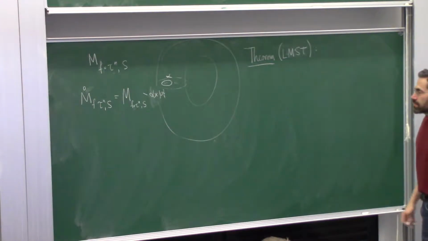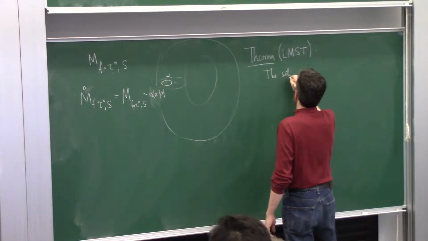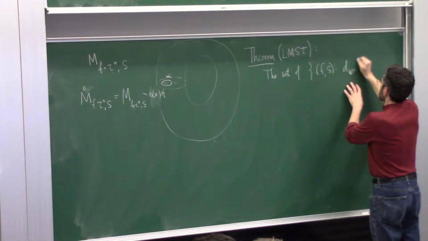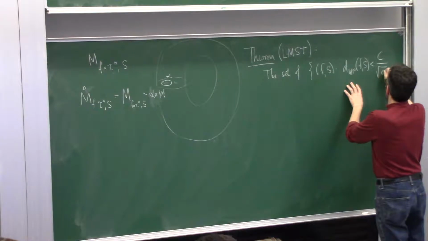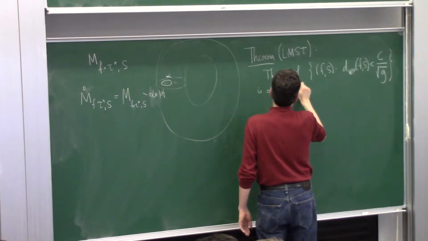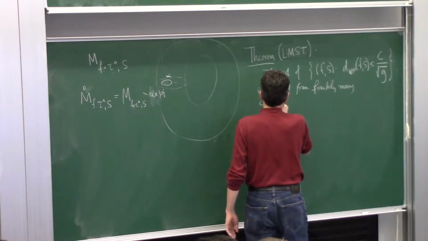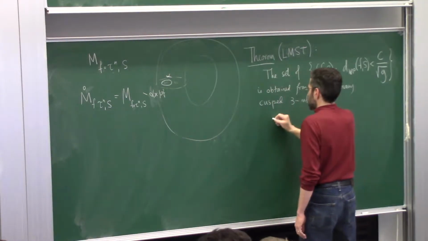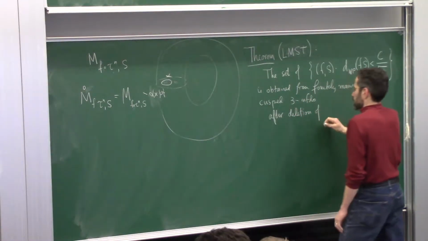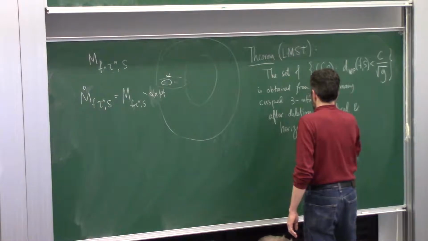So let me say it this way. The set of pairs (F, s) so that d_WP, I guess it's the same sort of inequality, is bounded by C over the square root of G. Okay, that's the same inequality, is obtained from finitely many cusped 3-manifolds by deletion of vertical and horizontal curves.